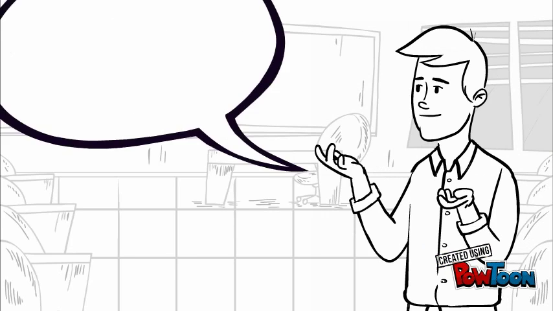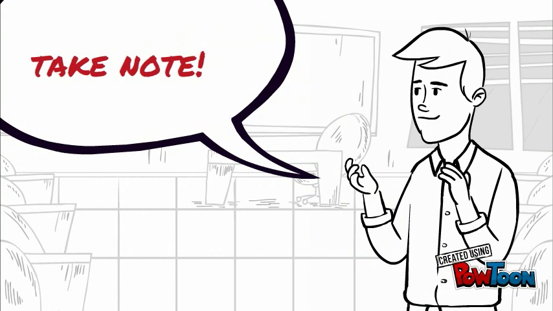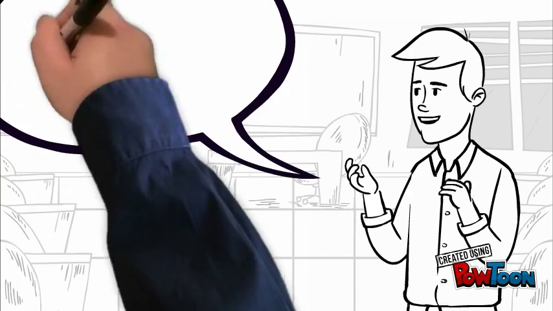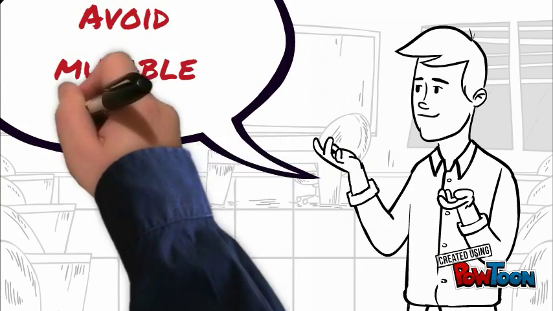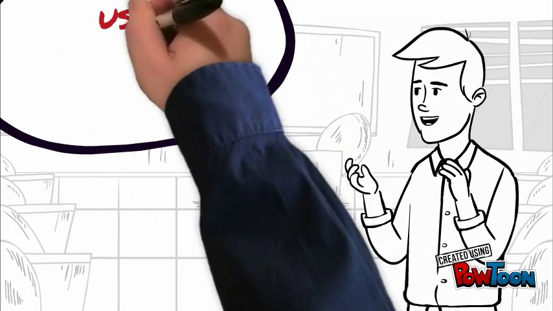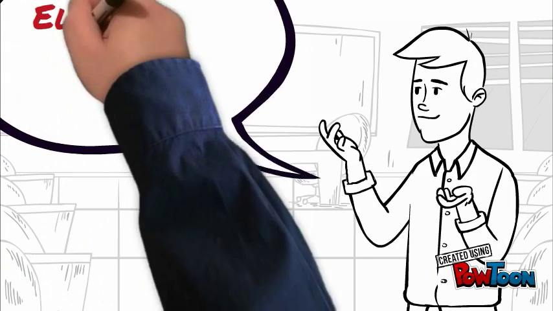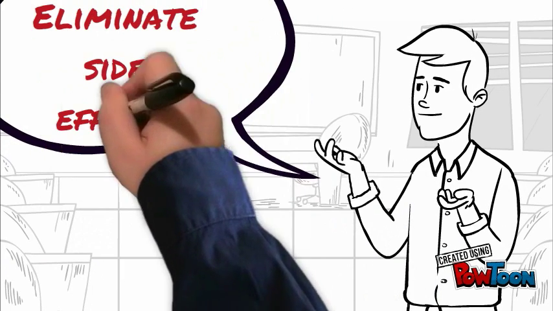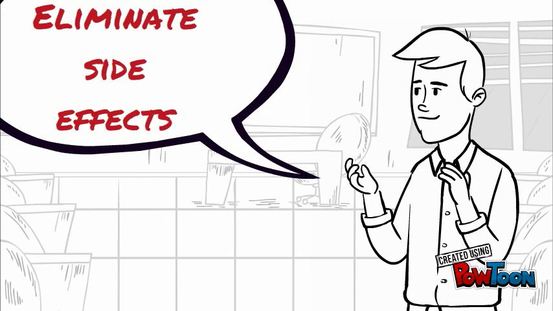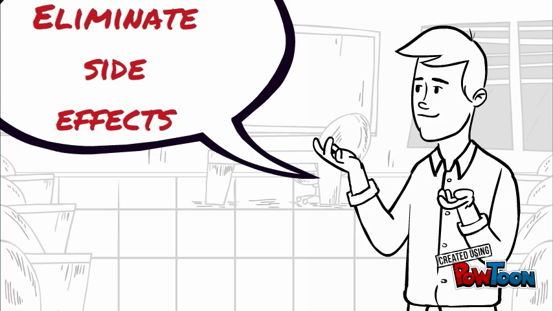There are some important things to understand about this paradigm. As we have mentioned, we have to avoid mutable data in functional programming. Hence, we use an immutable object, or unchangeable object, whose state cannot be modified after it is created. We also need to eliminate side effects. A function expression is said to have a side effect if it modifies some state or has an observable interaction with calling functions or the outside world.